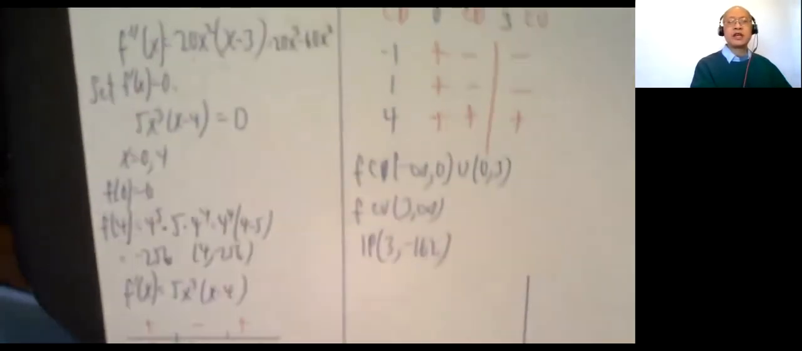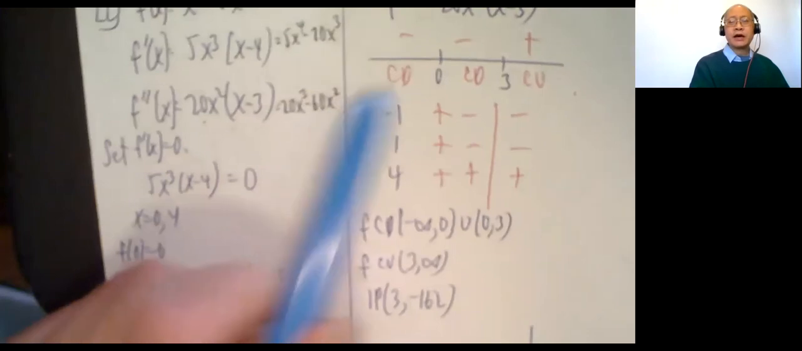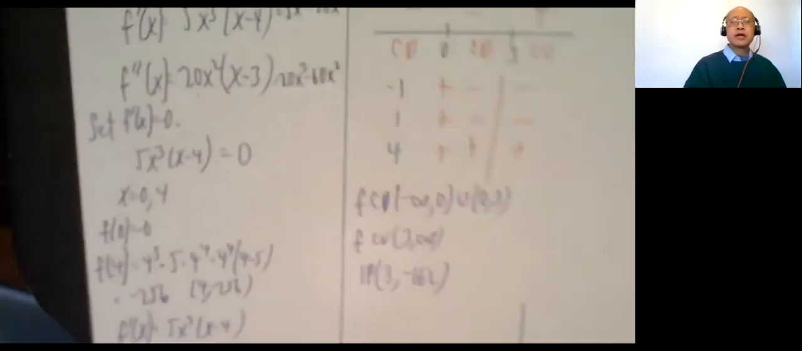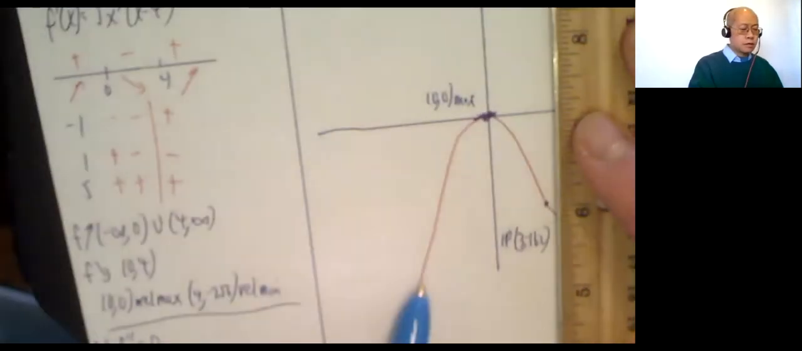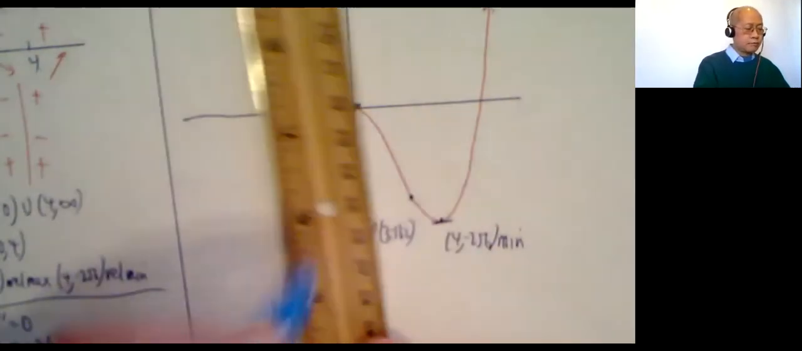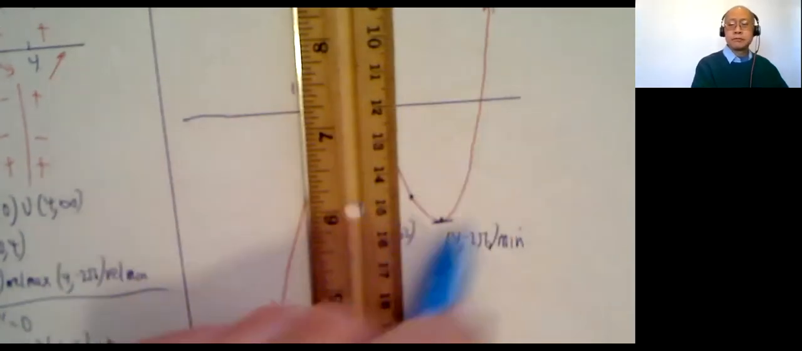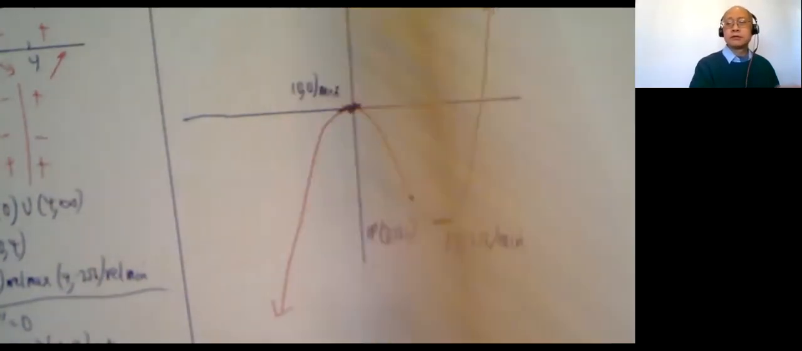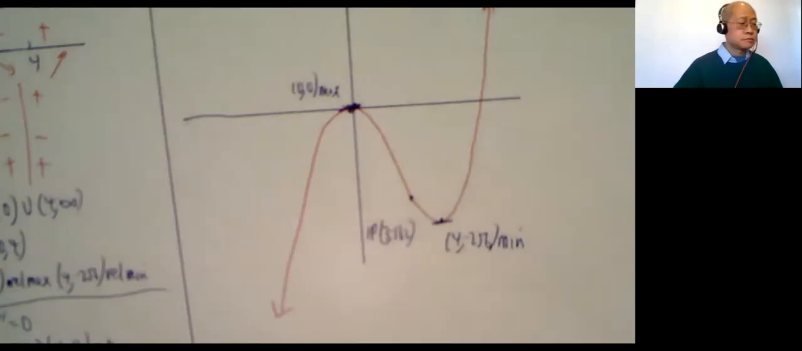And then for concavity, concave down, concave down. So upside down U shape until I reach 3. Upside down U shape. Then from 3 on, concave up, U shape, the rest of the way. So there we go.